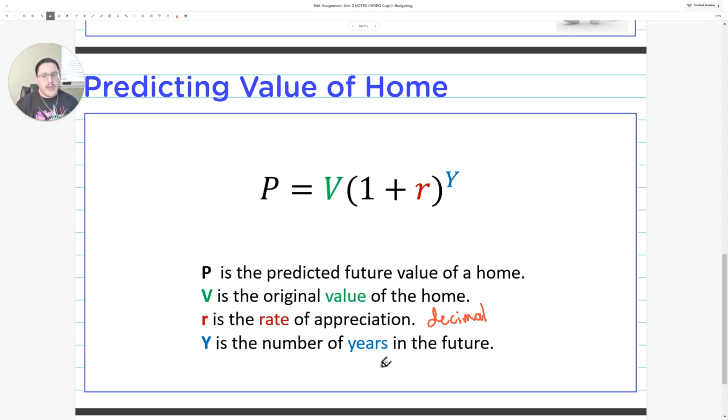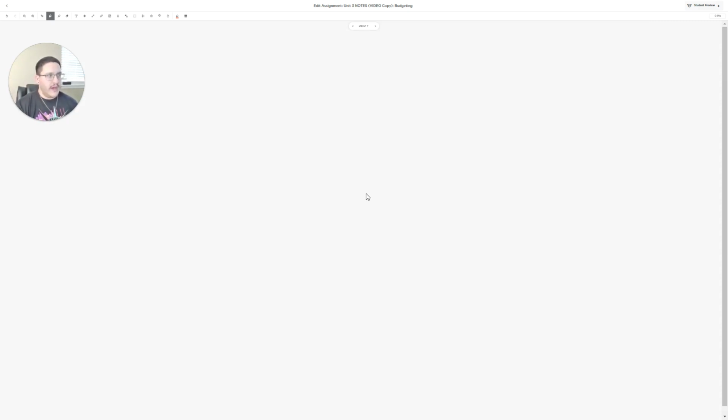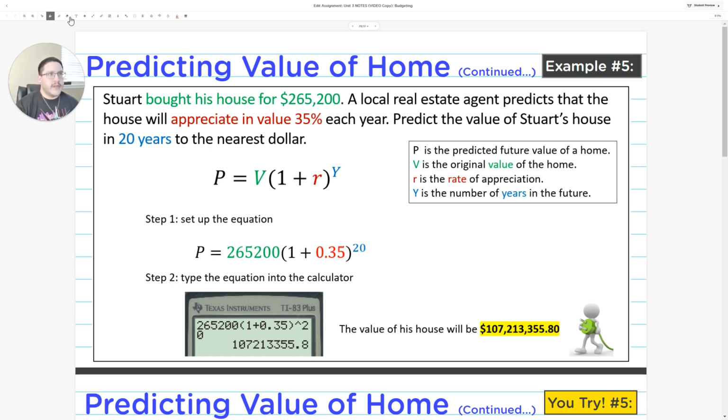Now, usually when you own a house over time, the value of that property goes up in value. And so this formula is to predict what that value will be after a certain amount of years with a certain rate and a certain value. So houses appreciate, meaning go up in value over time. Here's an example.